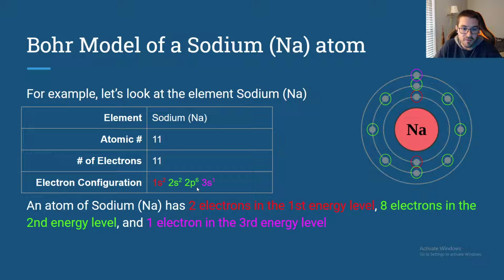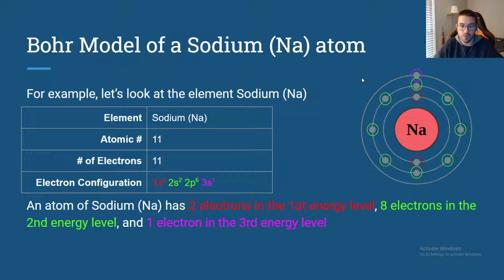2s2 and 2p6, those both start with a 2. So these orbitals are both in the second energy level, and there are 2 plus 6 electrons there for a total of 8. And so that's why I have 8 electrons that are circled in green on the second ring, in the second energy level. And then there's just 1 electron in the 3s orbital, right? 3s1. So that's why there's 1 electron on the third ring circled up here in purple. So that's how Bohr models work.